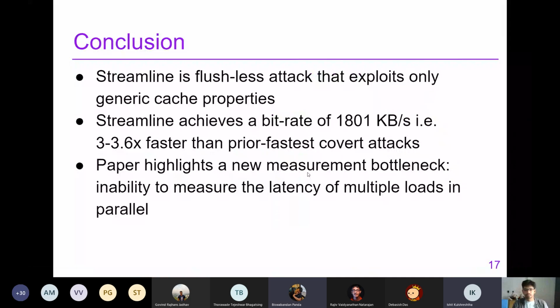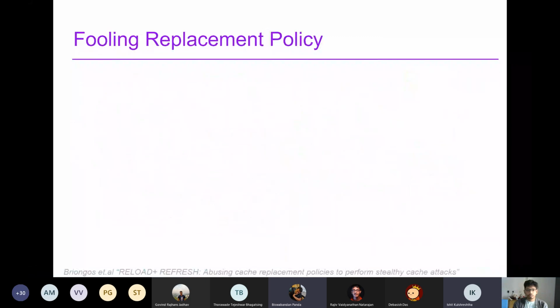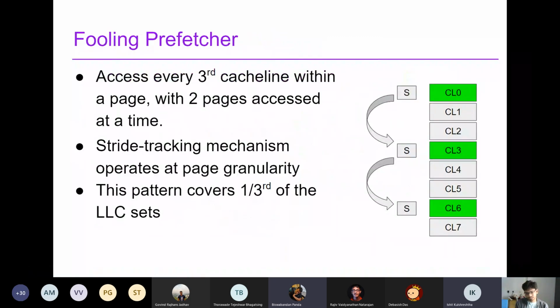Yeah, so I have a question on the prefetching part. They said that since we are creating deltas or strides of length 3 and then across two different pages, that's why the prefetcher is getting fooled and is unable to learn it. So where exactly does this prefetcher reside? Is it the L1 prefetcher or L2 prefetcher? It's the LLC. We are operating on LLC. There is no prefetcher.